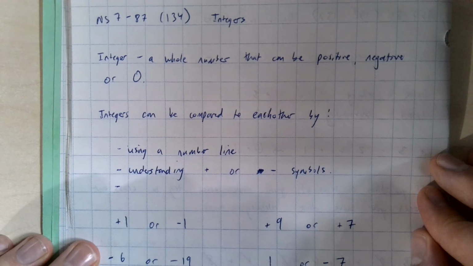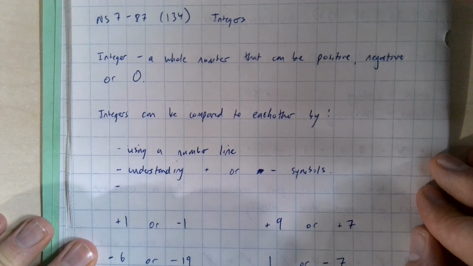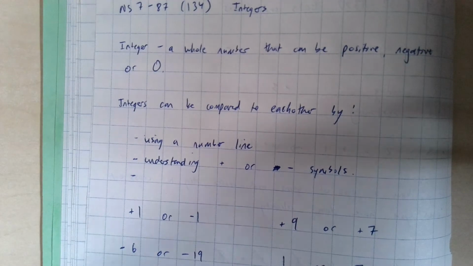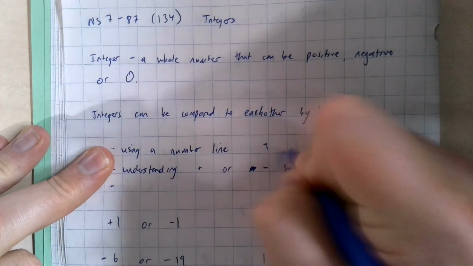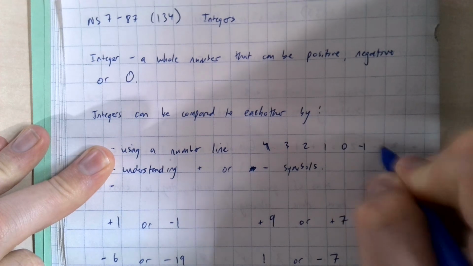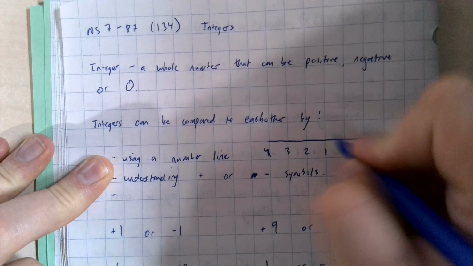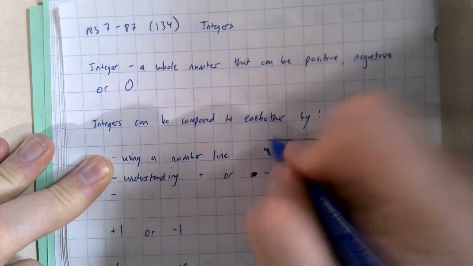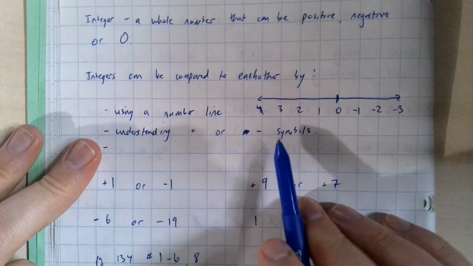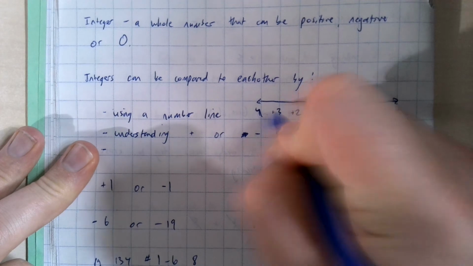You can start understanding the relationship between different integers by using a number line. So we would have the numbers maybe 4, 3, 2, 1. Let me try to draw a quick number line here: 4, 3, 2, 1, 0, negative 1, negative 2, negative 3. Here's my poorly drawn number line. I can start comparing numbers on this number line very easily to each other.